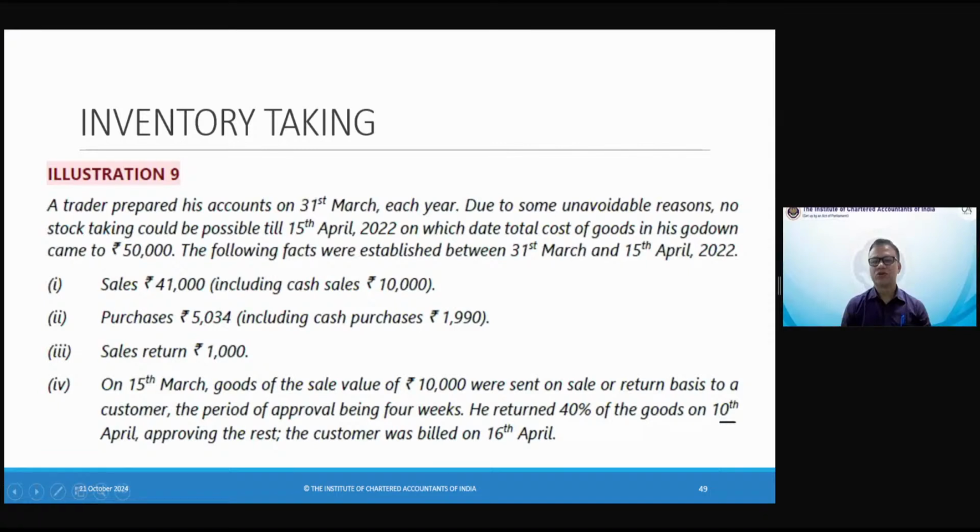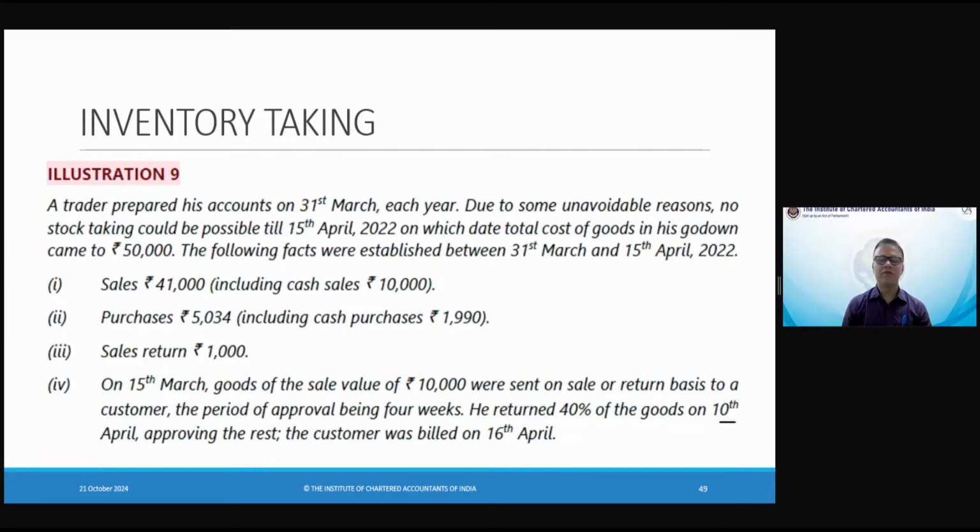Because we should read the second part of Illustration 9 carefully. Due to unavoidable reasons, no stock taking could be possible till the date, when it came to 50,000. If a master date is given and it is the closing date, normally you understand that it is the closing stock on that date. Stock or closing stock, you have to decide.